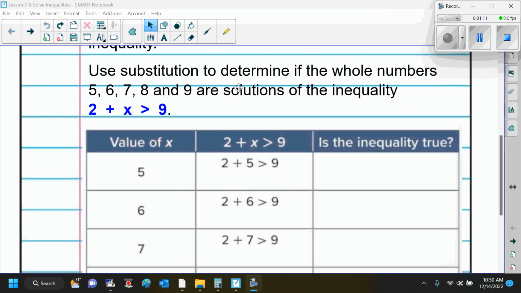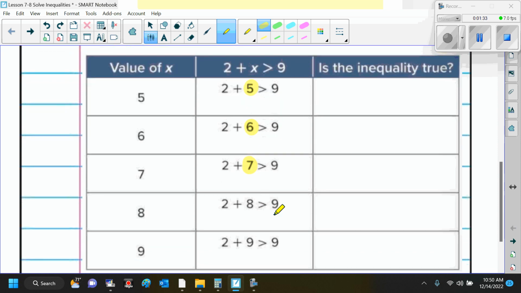Okay. So now we're going to use substitution to determine if these whole numbers, 5, 6, 7, 8, and 9, are solutions to the inequality 2 plus x is greater than 9. So we're going to take the 5 and substitute that in for x. Does everybody see that? We're going to substitute the 6, the 7, the 8, and the 9. So when we substitute, now we simplify. So we've got 7 is greater than 9. Is that a true statement? No, that is false.